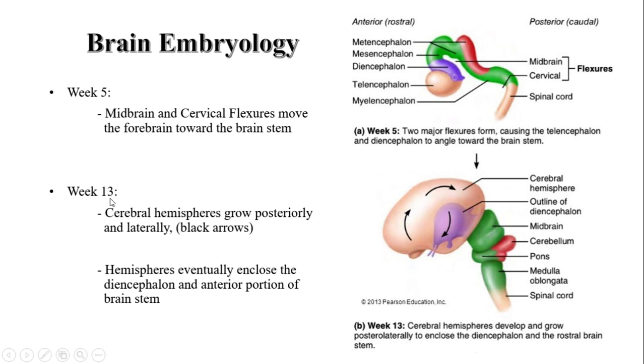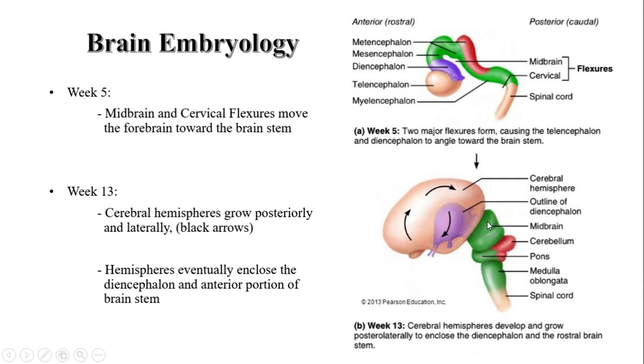By week 13 here, our telencephalon is going to be growing posteriorly and then laterally. So posterolaterally. And that's indicated by the arrows, obviously. And while this is happening, it's going to grow backwards and actually enclose our diencephalon here, starting at week 13. And then also our anterior portion of our brainstem is also going to be enclosed.